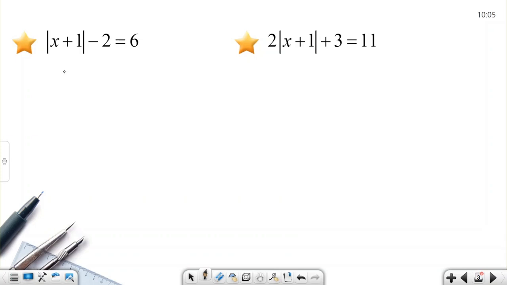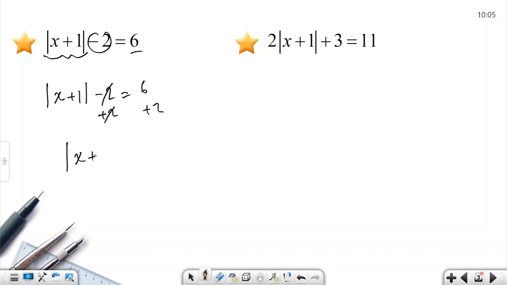Next question. As you see, there is an absolute value of x plus 1, and less 2 of this absolute value is equal to 6. So the equation is the absolute value of x plus 1 minus 2 equals 6. There's a minus 2. If I add 2 to both sides, the equation will not be broken, so the left side and right side are still equal. Minus 2 plus 2 will be 0, so I get only the absolute value of x plus 1, and it will equal 8, because 6 plus 2 is 8.